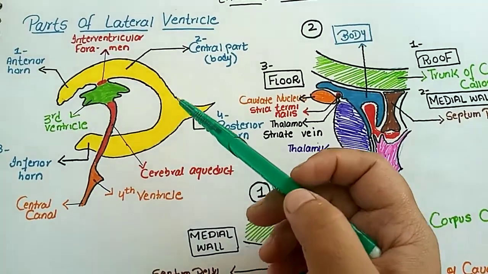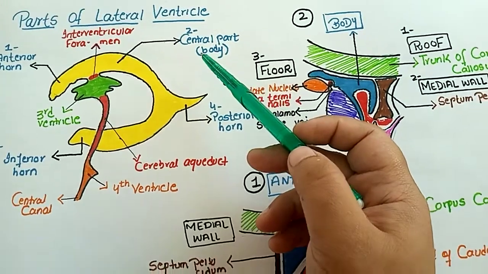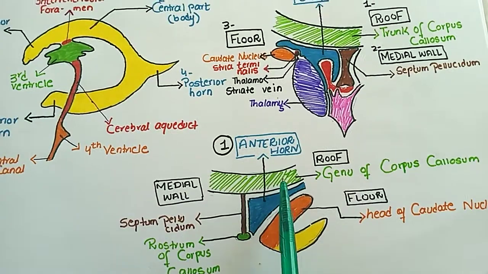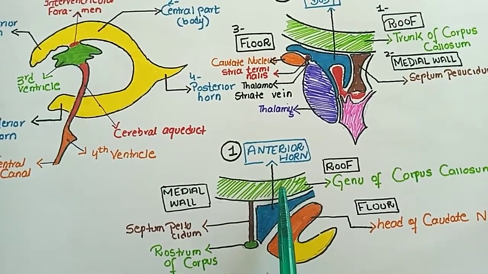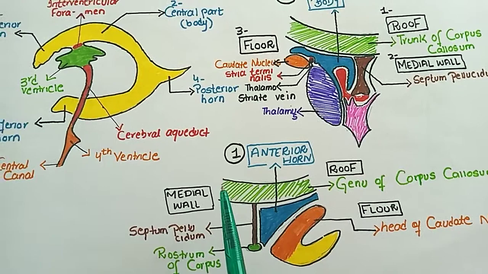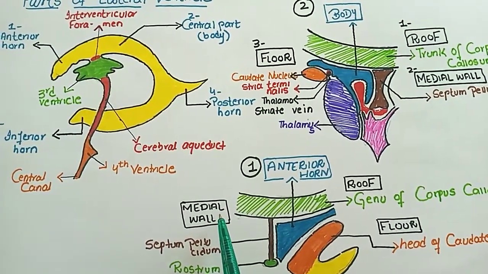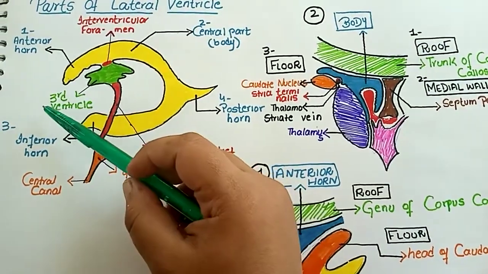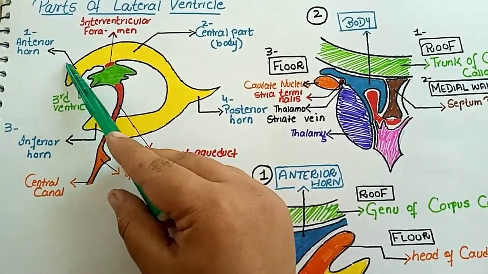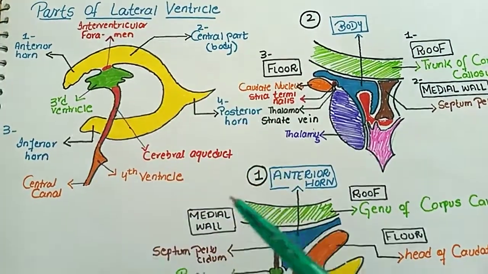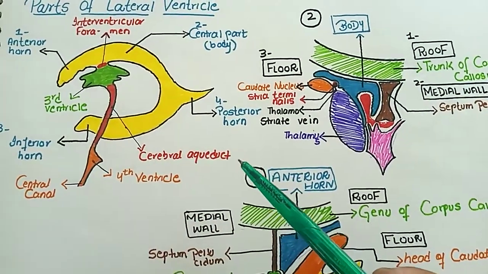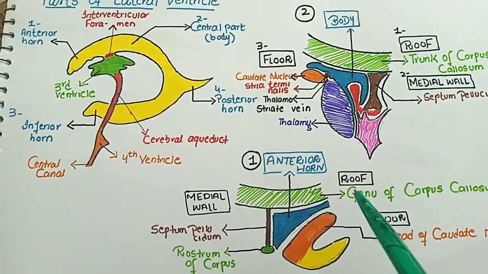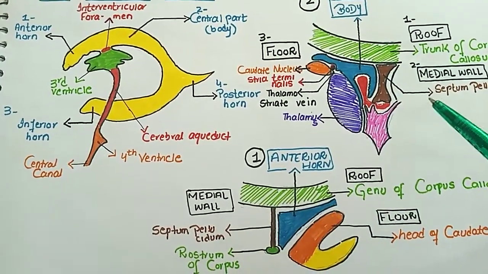Now I will explain each individual part one by one. The first one is the anterior horn. First, I will tell you about the corpus callosum, which is also a C-shaped structure and is a bundle of white matter that extends over the midline cavity of the brain and connects the two cerebral hemispheres of the brain with each other. The roof of the lateral ventricle is mostly formed by the corpus callosum.